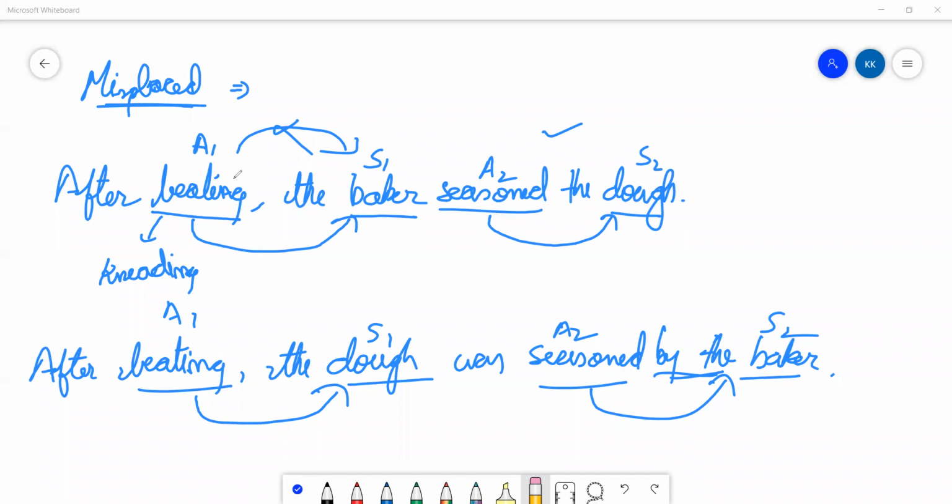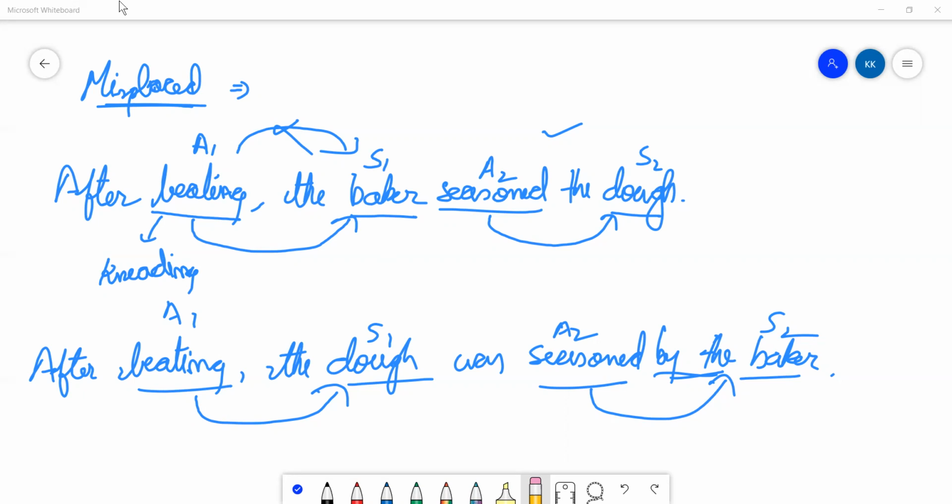Now I'll give you a sentence. Please identify if it's a dangling modifier or a misplaced modifier, and then let me know how you can edit it as well. Okay, got it? I'm going to clear this. If you want to take a screenshot, please take a screenshot.